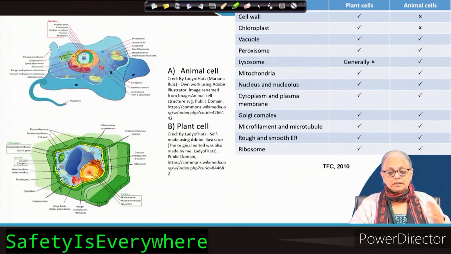So both plant cells and animal cells have vacuoles, they have peroxisomes, and lysosomes in some cases of plant cells. Mitochondria is common to both. Nucleus and nucleolus are common to both. Cytoplasm and the plasma membrane are common to both. Golgi complex, microfilament, microtubule, rough and smooth endoplasmic reticulum, ribosomes, all of these organelles are common to both animal as well as plant cells.